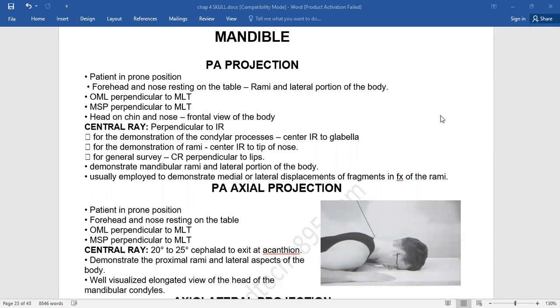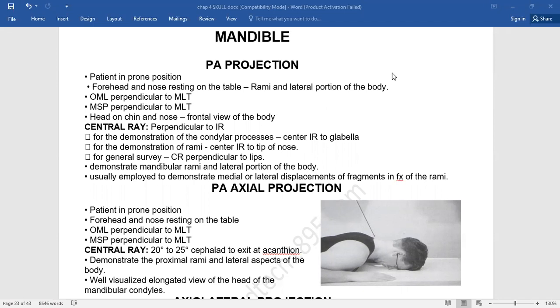Okay, so this is the continuation of our discussion sa skull. So next will be the mandible. So first examination for mandible is PA projection. Again, the same position na siya ng ating skull PA.